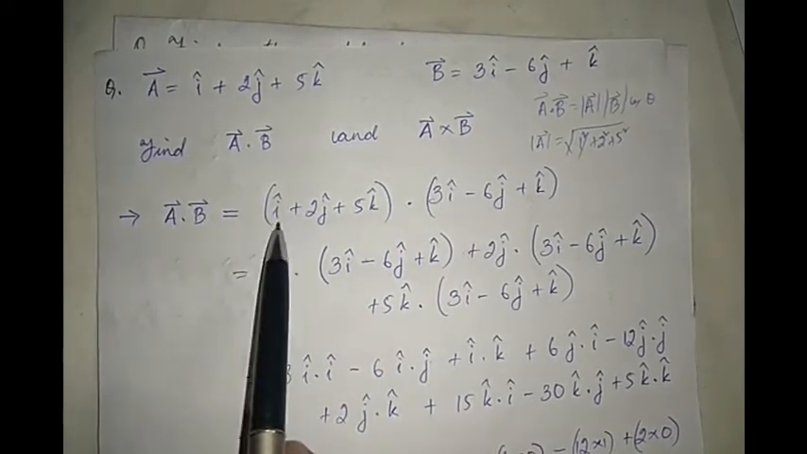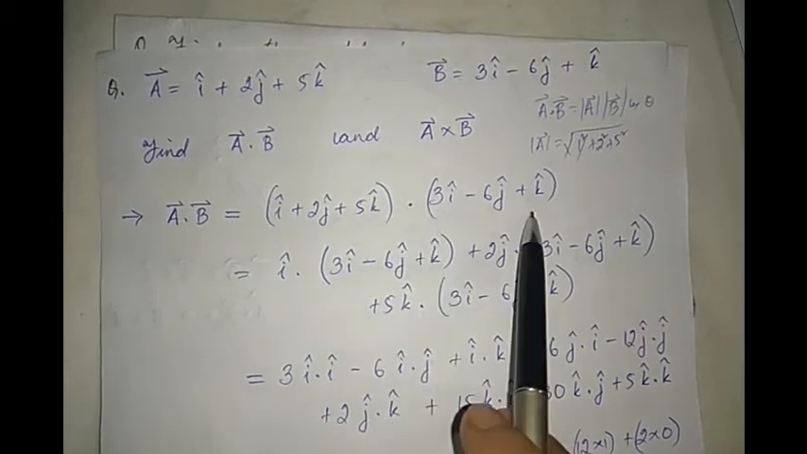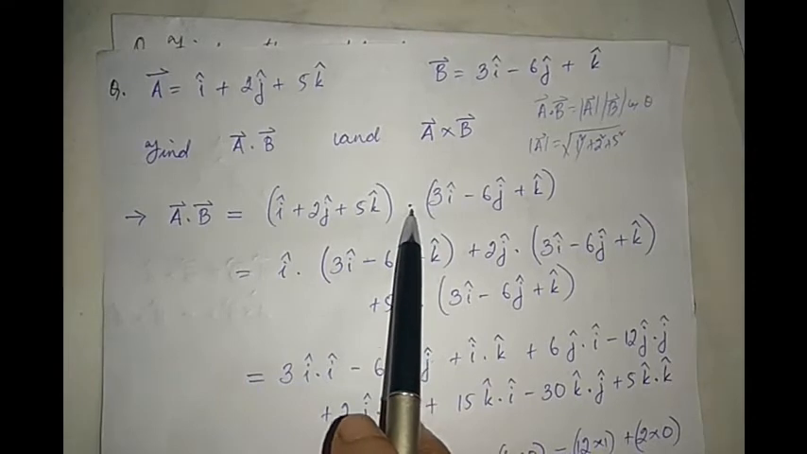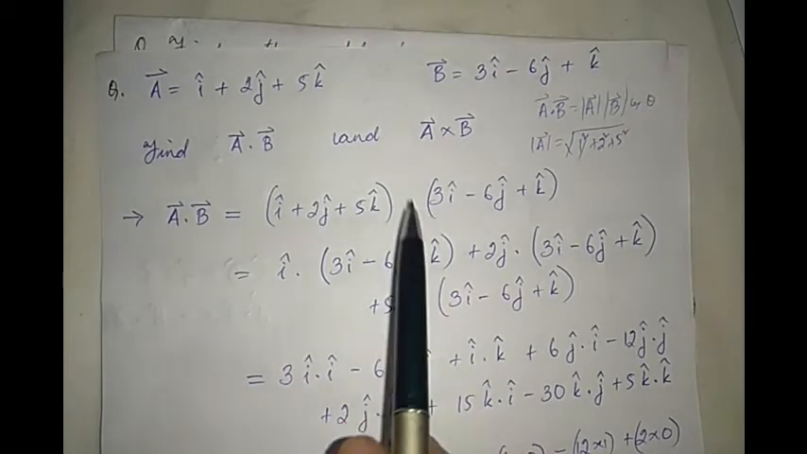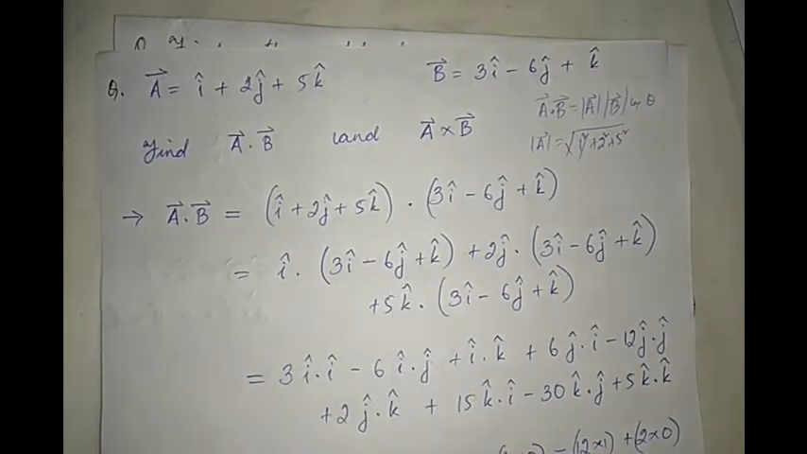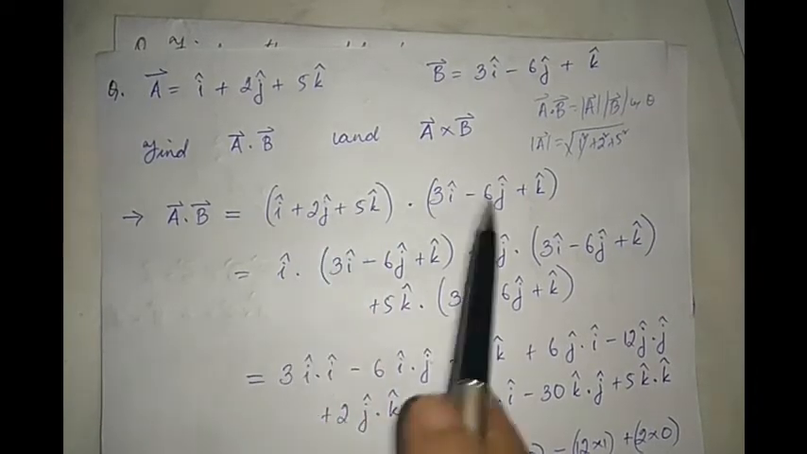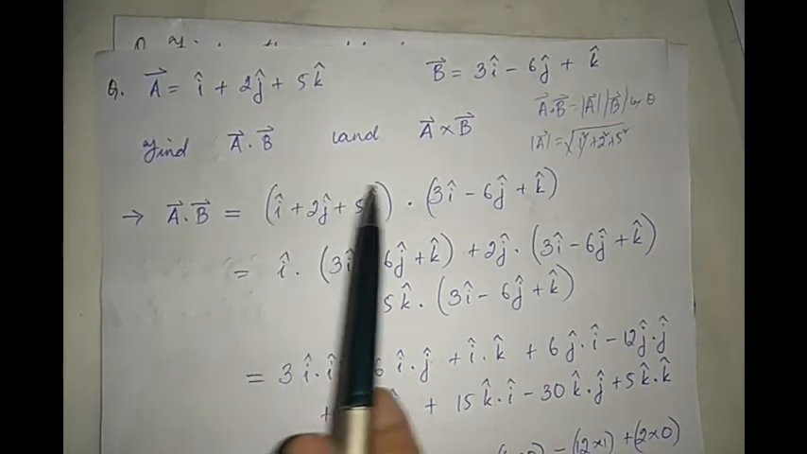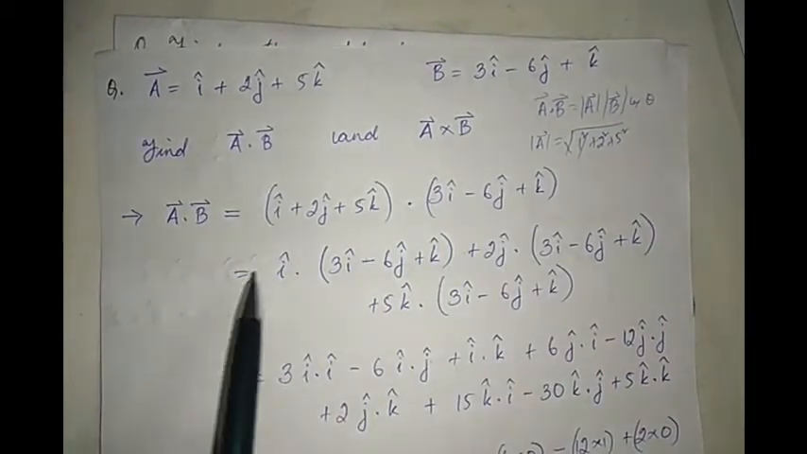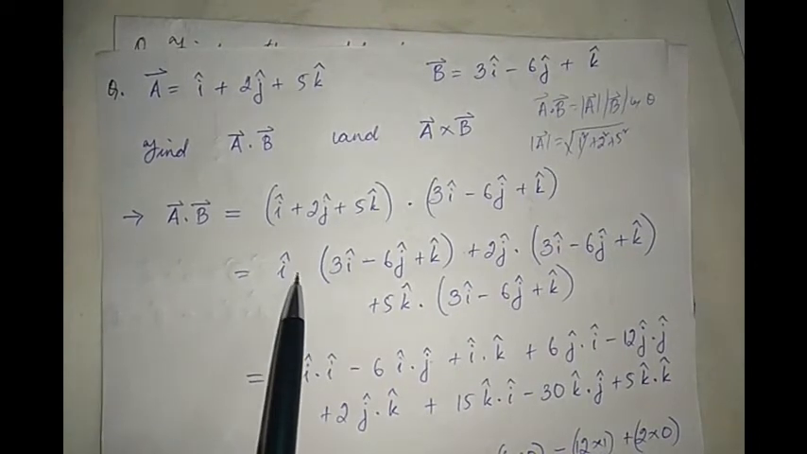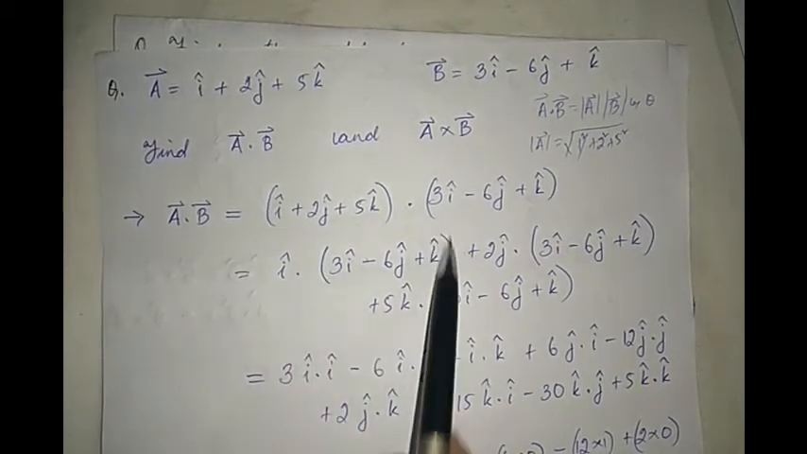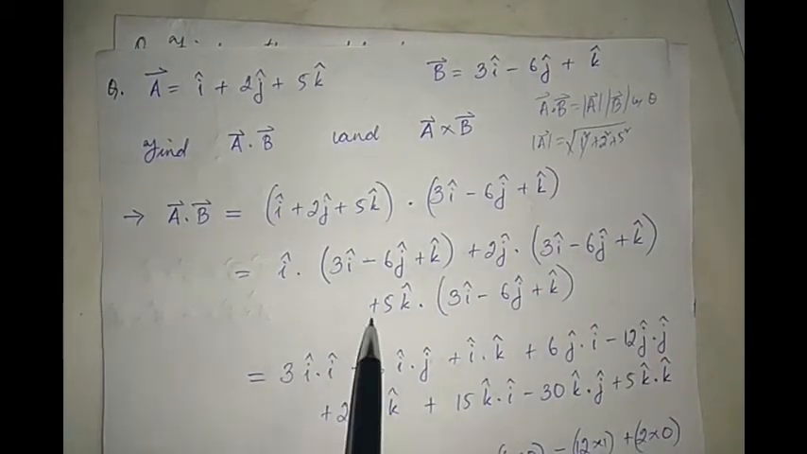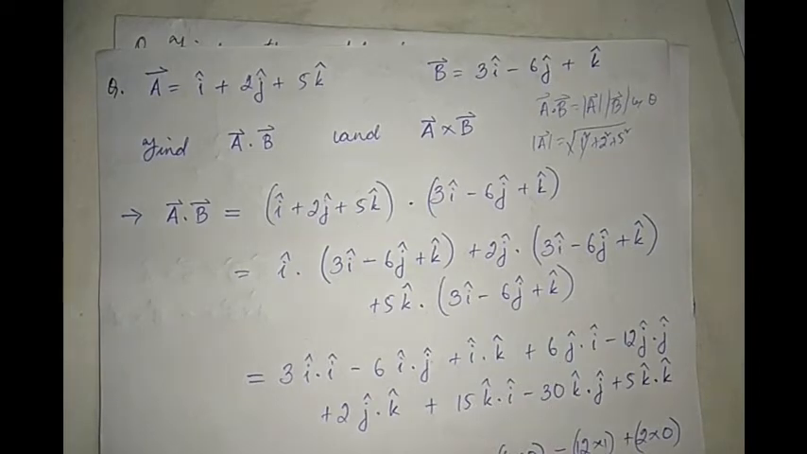A dot B can be written as A dot B. Do not forget to show the dot symbol over here. If you don't show the dot, you will definitely lose marks. So we will find the dot product of this i with the whole of the second vector. This can be written as i dot, again the dot symbol, the second vector B, plus 2j dot the second vector B, plus 5k dot the second vector B.